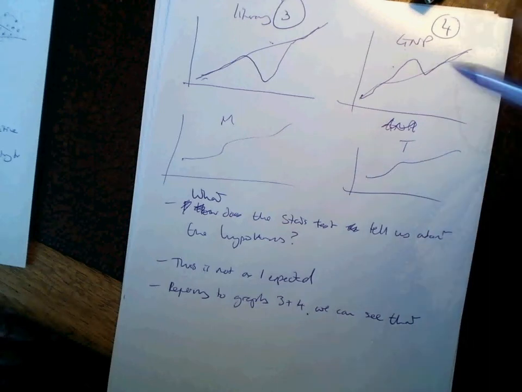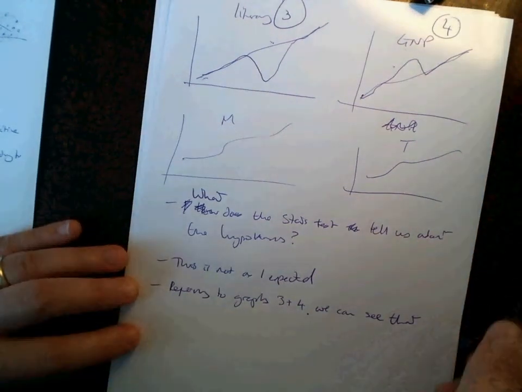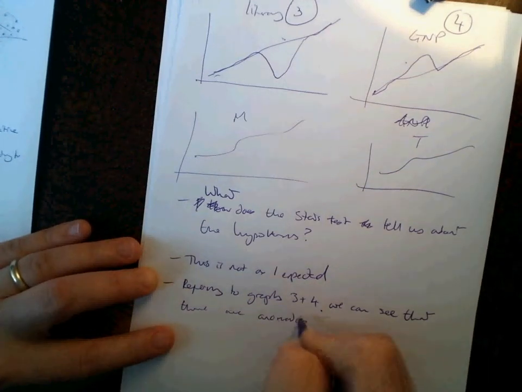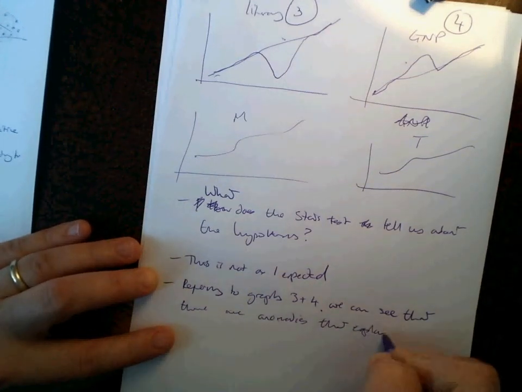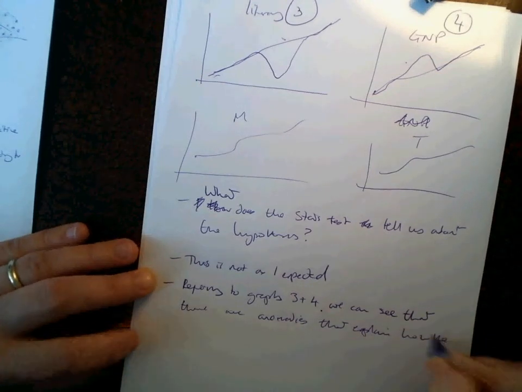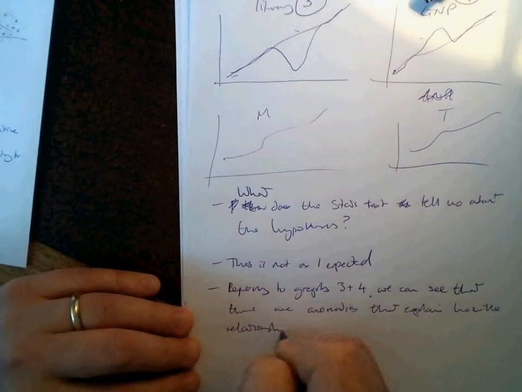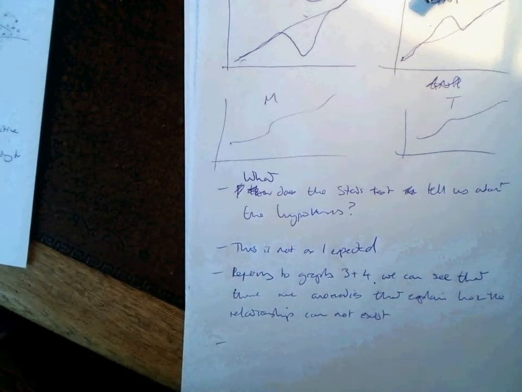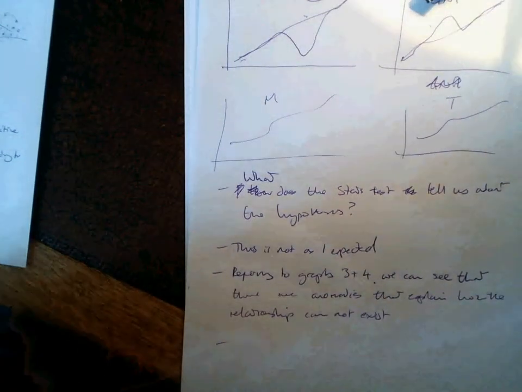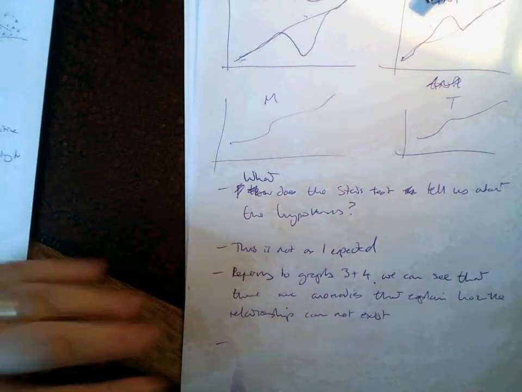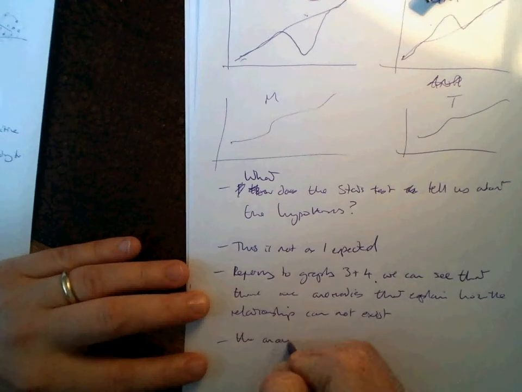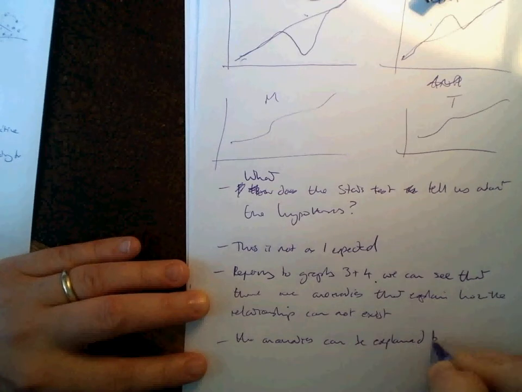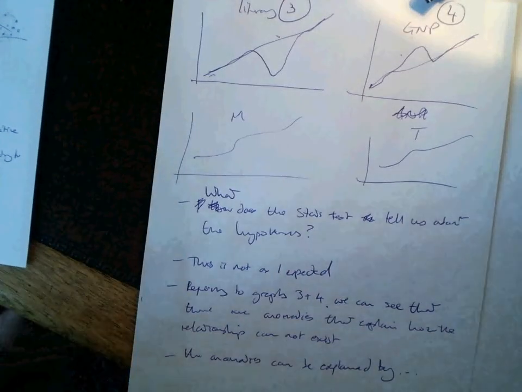So referring to graphs 3 and 4, we can see that there are anomalies that explain how the relationship cannot exist. And then if you want bonus marks, you can try and explain why those anomalies exist. Now, the anomalies can be explained by, and this is where you have to be a bit of a geographer, to be honest.